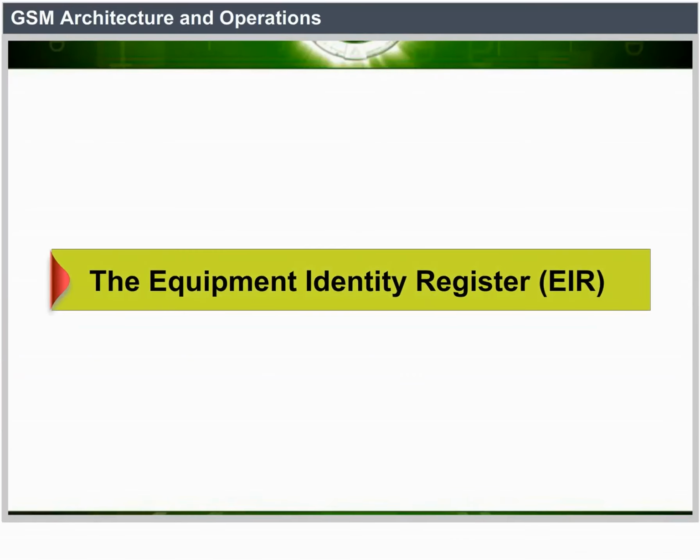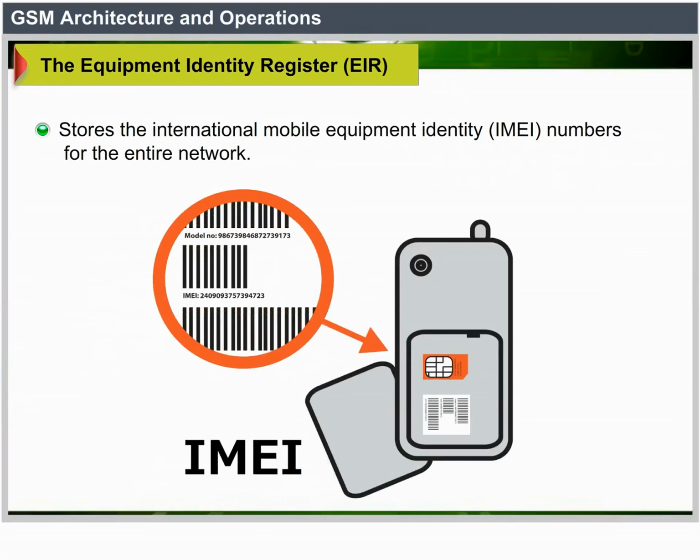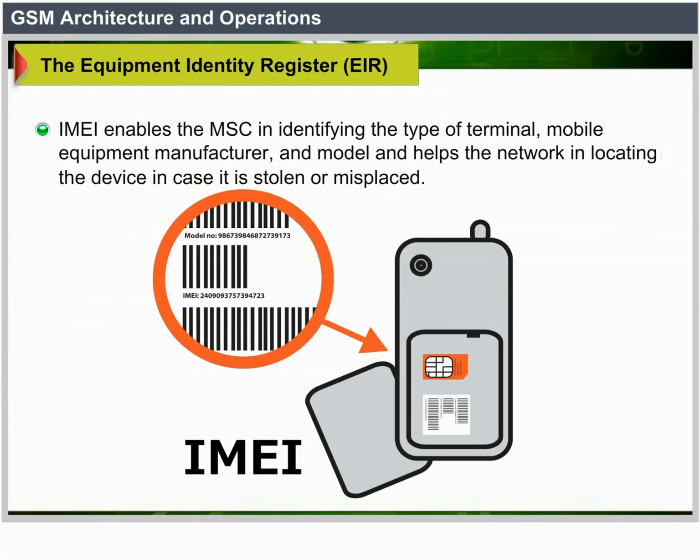The Equipment Identity Register, EIR, stores the International Mobile Equipment Identity, IMEI, numbers for the entire network. IMEI enables the MSC to identify the type of terminal, mobile equipment, manufacturer and model, and helps the network in locating the device in case it is stolen or misplaced.